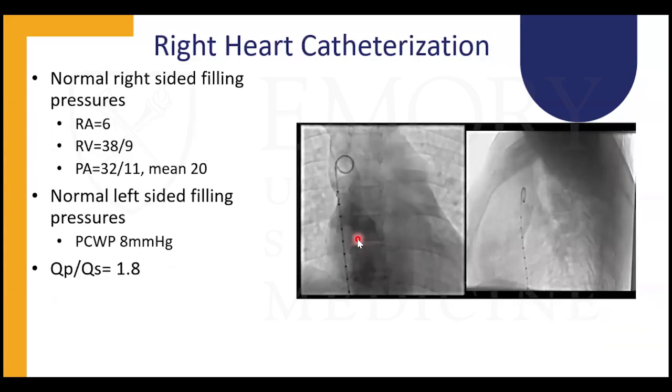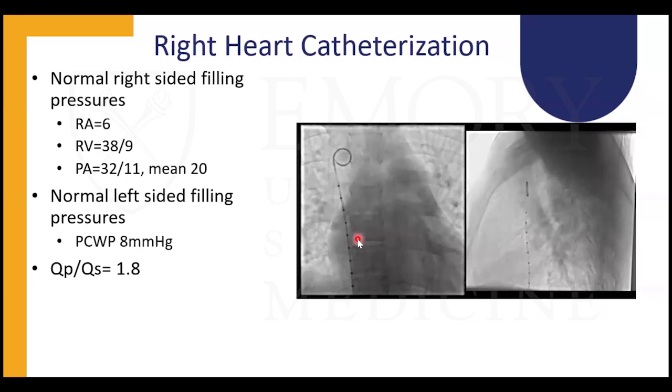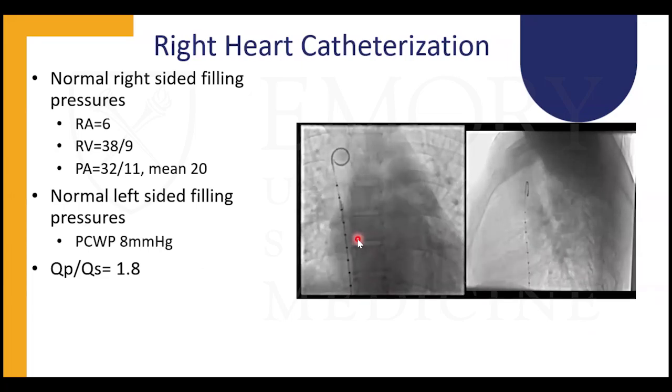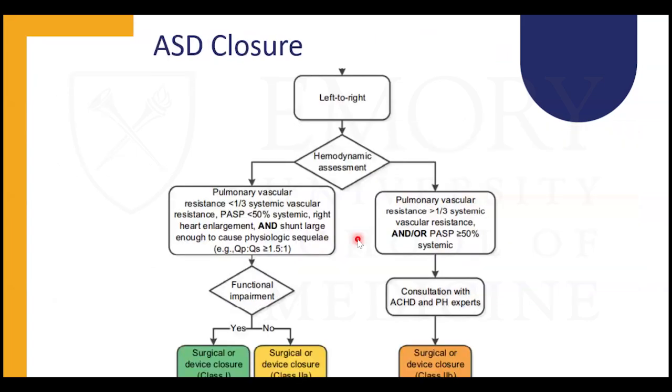The patient underwent a right heart cath, and that was noted to have normal right-sided filling pressures, normal left-sided filling pressures, and a QP to QS of 1.8 to 1, and ultimately underwent surgical repair after she was done breastfeeding.